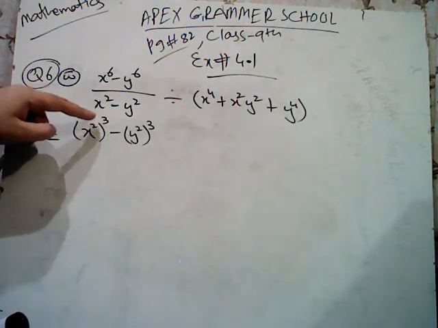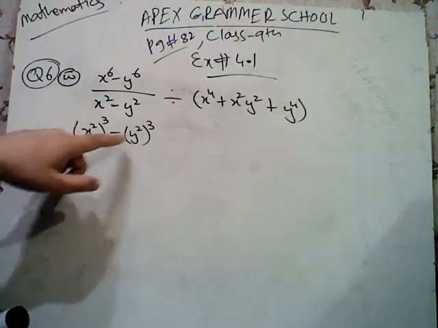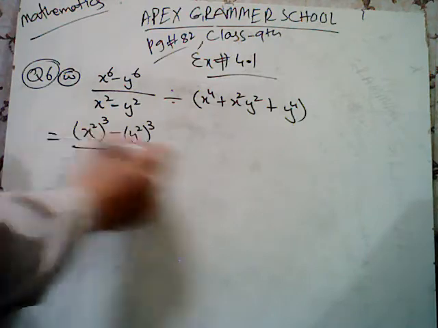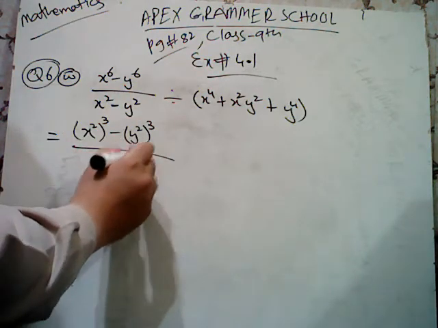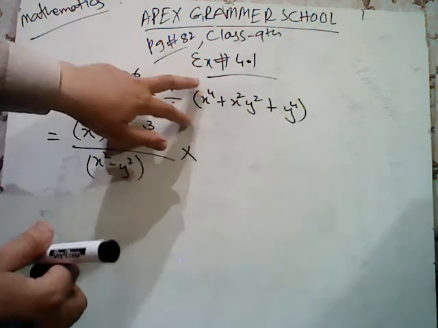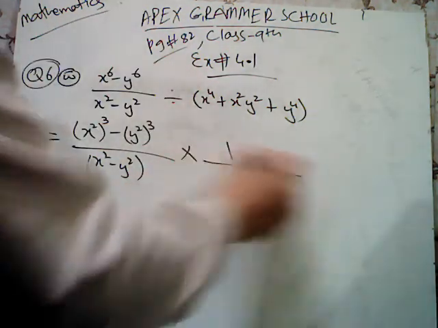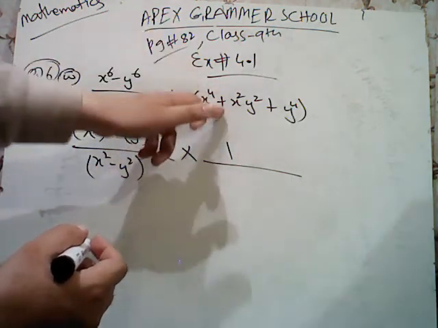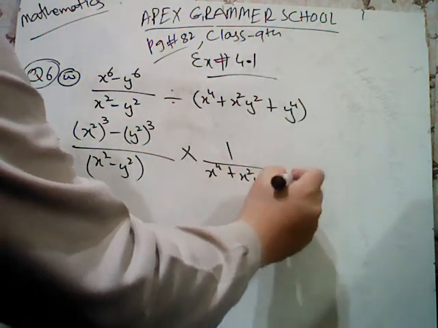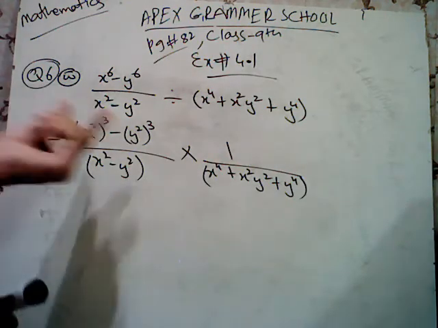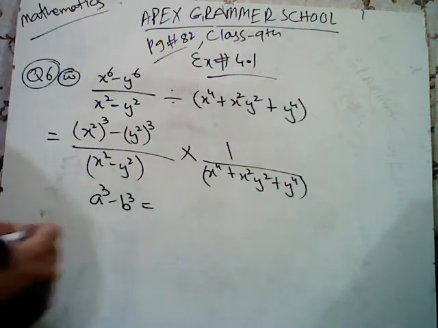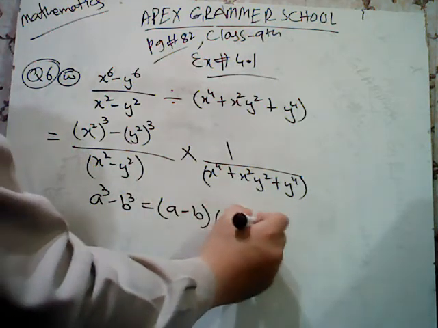Now beneath this power 3, suppose this is a, and beneath this power 3 this is b, so it is a cube minus b cube type. And in denominator x square minus y square is already there, and divide sign, we will write multiply sign, and now I am going to invert this thing as this is the rule, and x raised power 4 plus x square y square plus y raised power 4 will go towards denominator. Now open this formula. This is of the type a cube minus b cube. I am again writing this formula, a cube minus b cube, which is equal to (a minus b) into (a square plus ab plus b square).